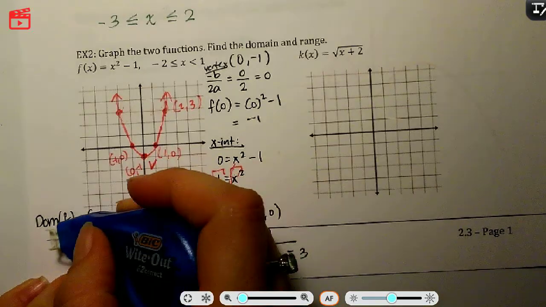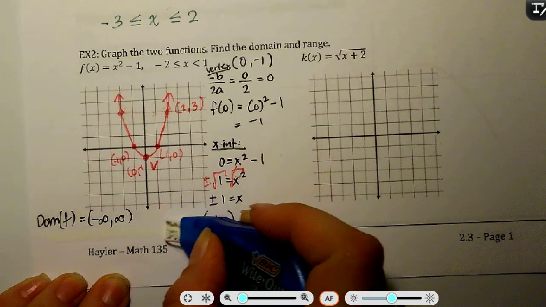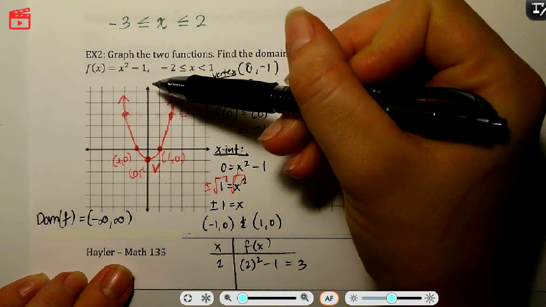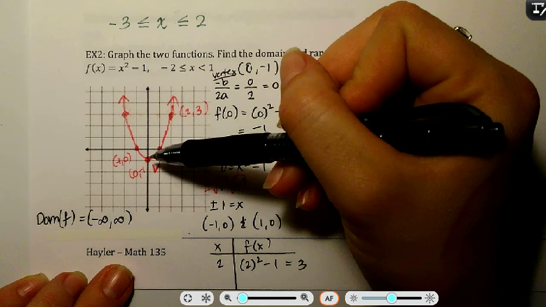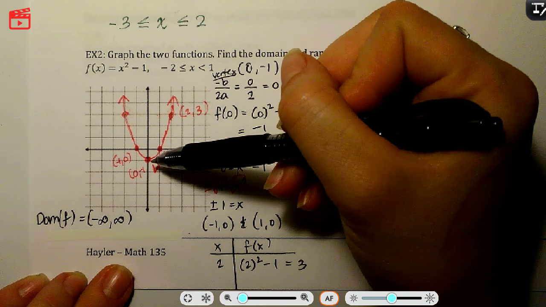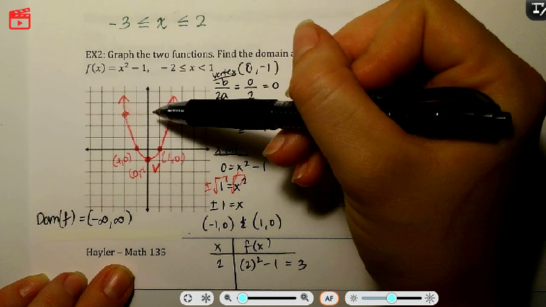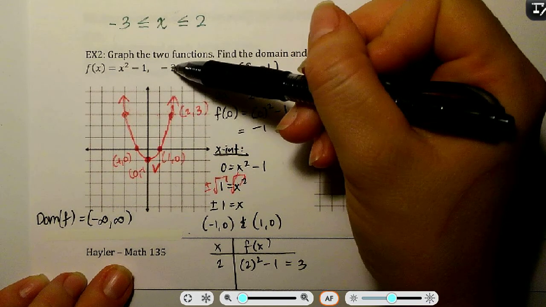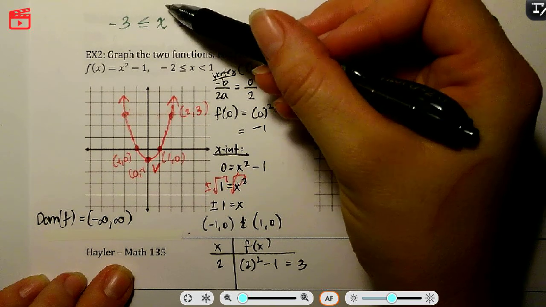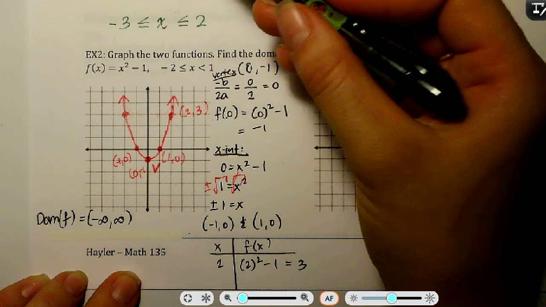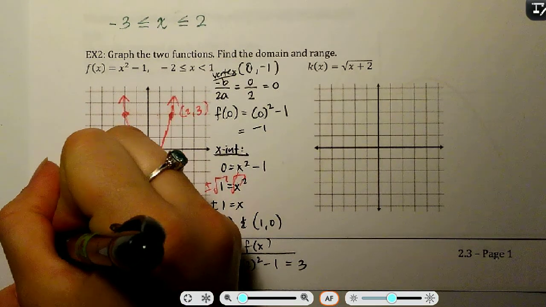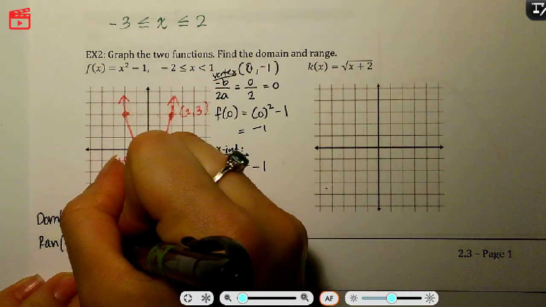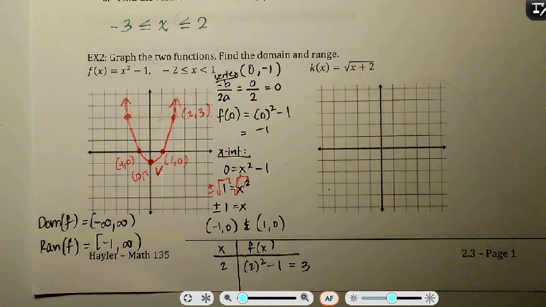Now let's find the range. Okay, so let's look for the lowest y value. The lowest y value is negative 1. And then what's the highest y value we use? Well, notice this arrowhead indicates that it keeps going higher and higher and higher. So, positive infinity. So our range of f is going to be, we started at negative 1, we go to positive infinity.